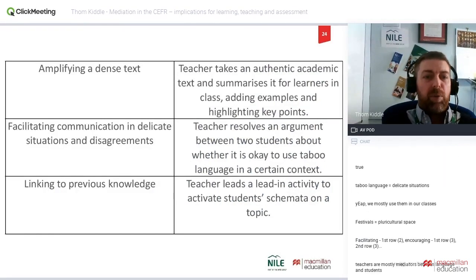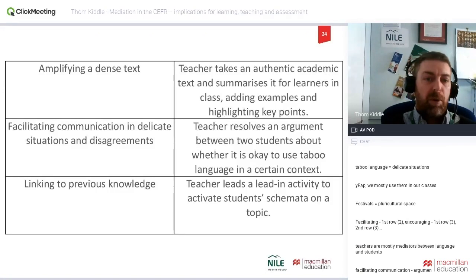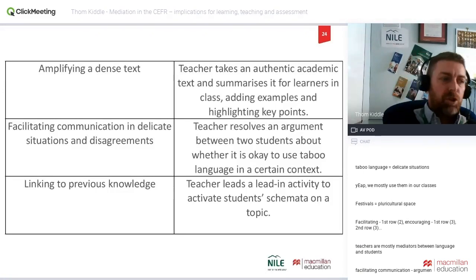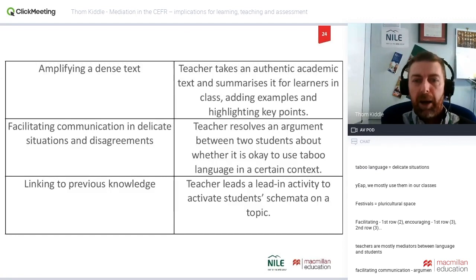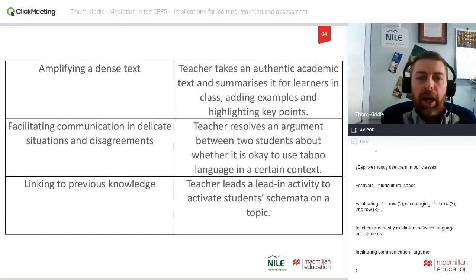So hopefully you saw that if we take an authentic academic text perhaps and summarize it by adding examples, drawing attention to certain aspects, glossing them more usefully, giving real life examples, then what we're actually doing is amplifying a dense text.